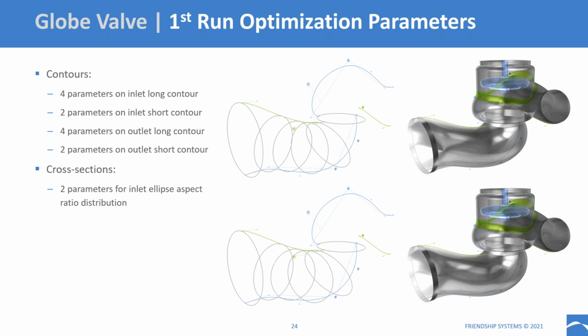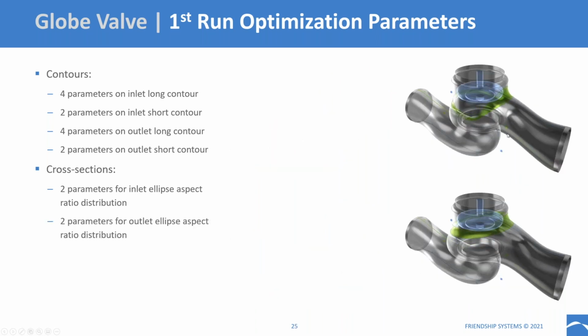As I said, these cross sections are initially circular, but we can also make them elliptical by controlling the aspect ratio between the vertical and horizontal axis of the ellipse. And here we have 2 parameters that control the distribution of this aspect ratio in streamwise direction for the inlet part. Basically, here the maximum value of the aspect ratio, and here the position streamwise where we have that maximum value, and basically the same thing again for the outlet part of the valve.